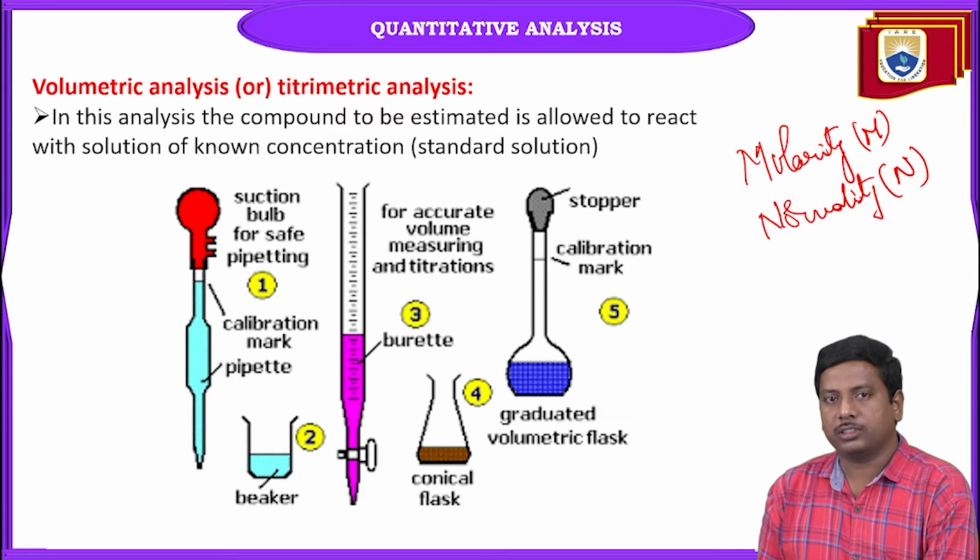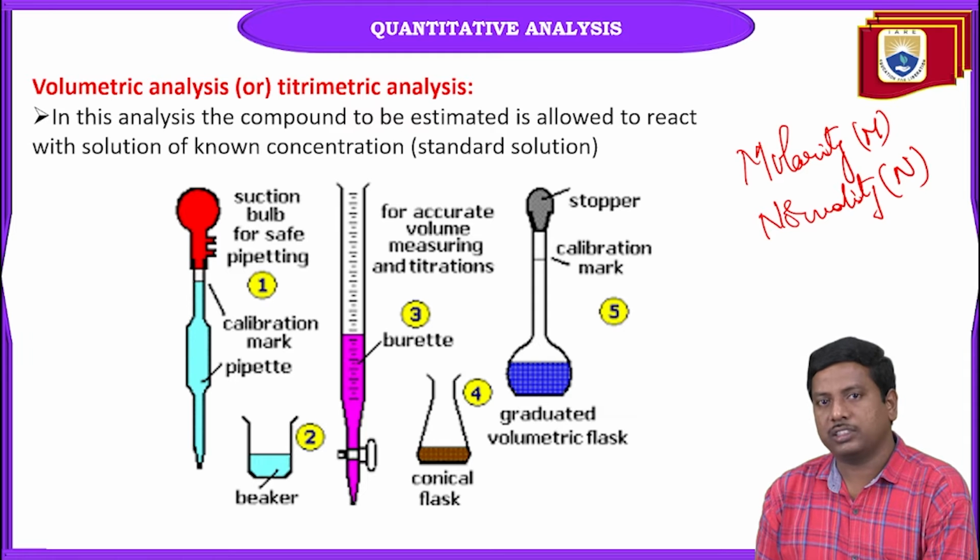Molarity means the total number of gram moles of the solute present in 1 liter of the solution. Normality is the total number of gram equivalents of the solute present in 1 liter of a solution. For example, if you take any type of compound, either acid, base, or salt, we can determine the molecular weight and equivalent weight of the substance.